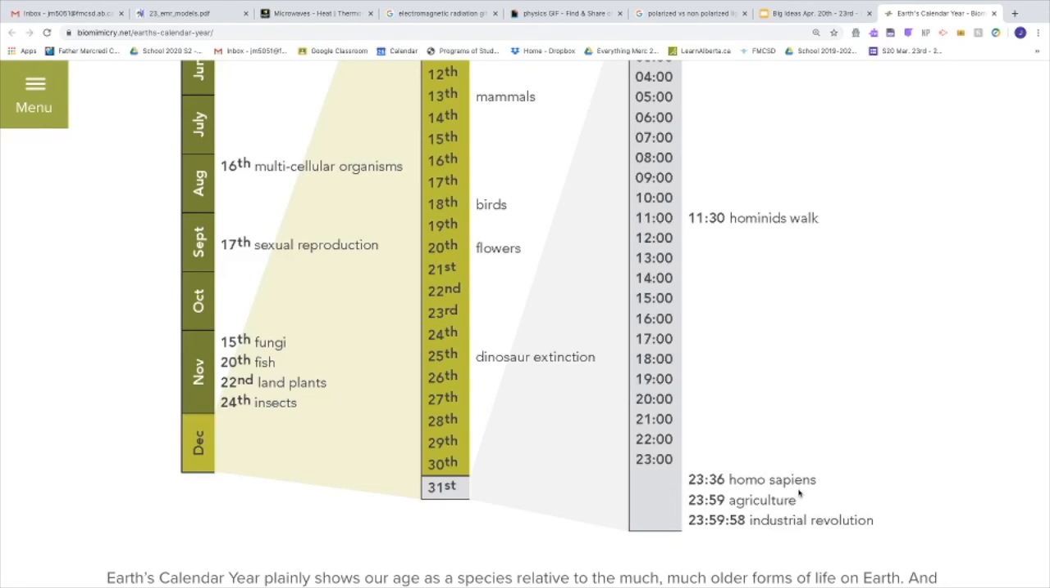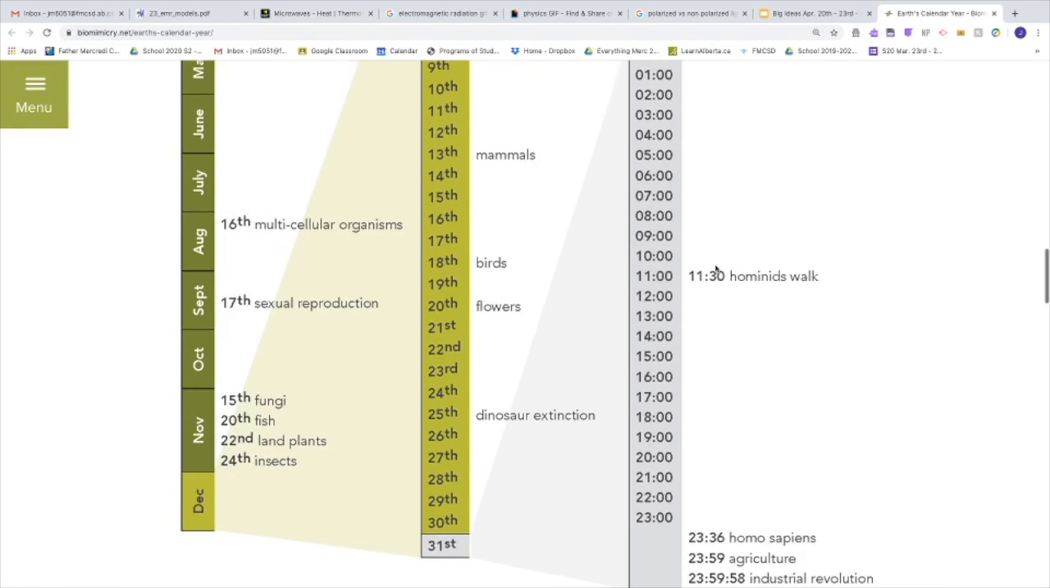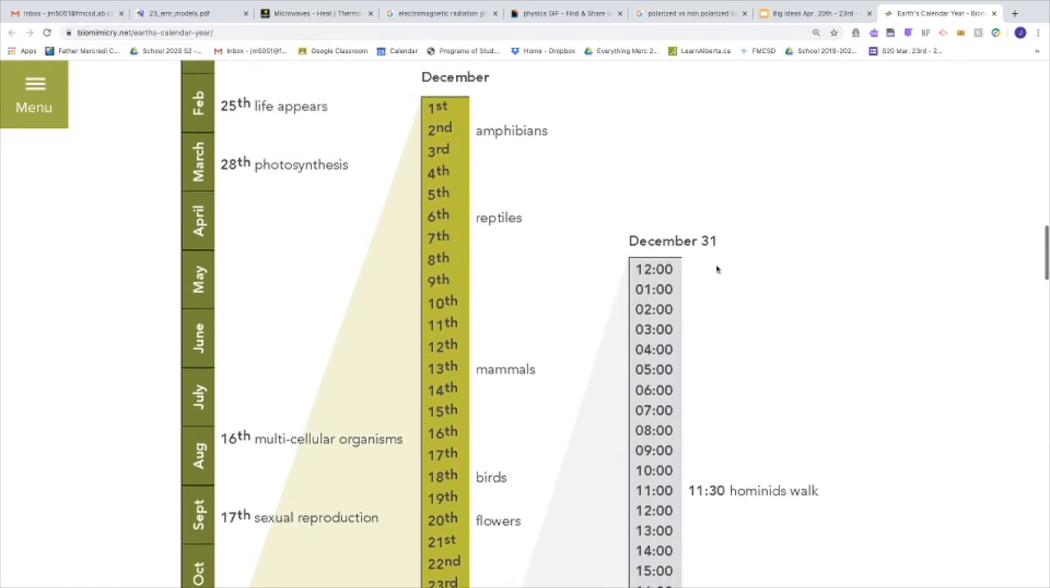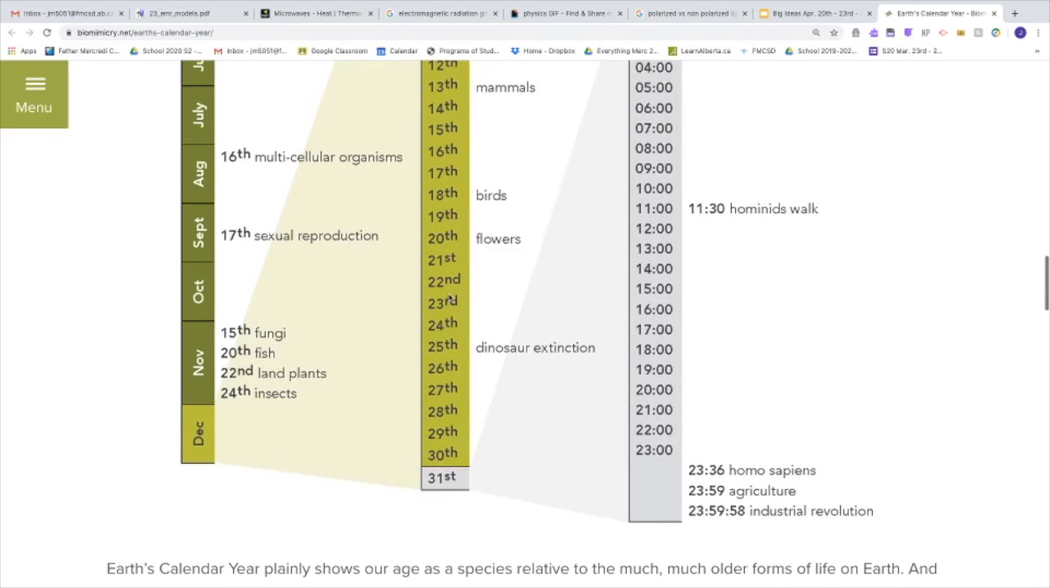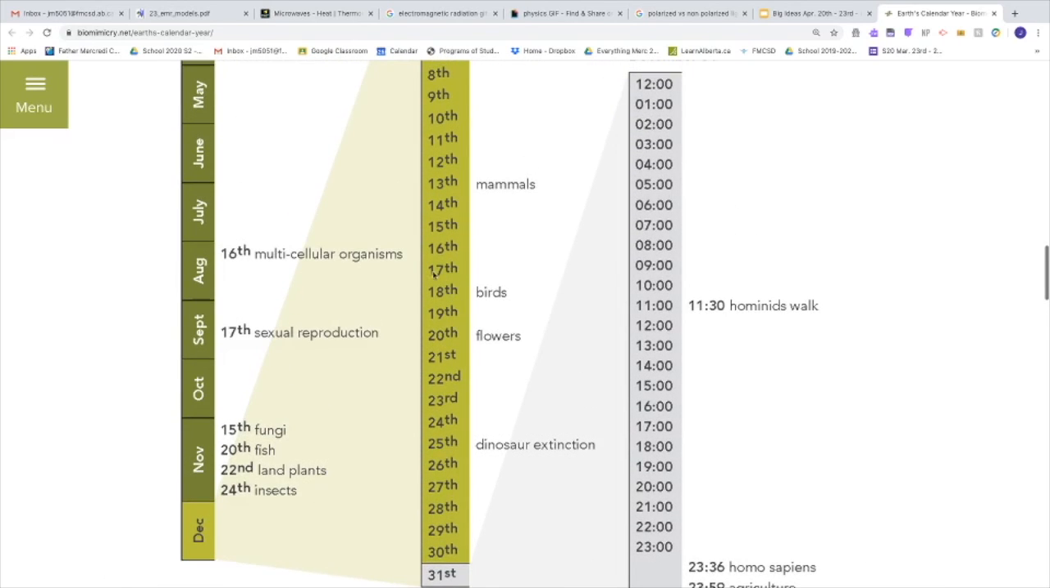With 1 minute left to go till midnight, we invent agriculture, right? The agricultural revolution, the industrial revolution, you probably learned about in social class, that would have happened 2 seconds ago, okay? If the Earth's history was squeezed down to 1 year. So what's the moral of the story? We are brand new, right? We have not been around very long. Even dinosaurs, we go back to dinosaurs, they're brand new, essentially, in the grand scheme of things, right?